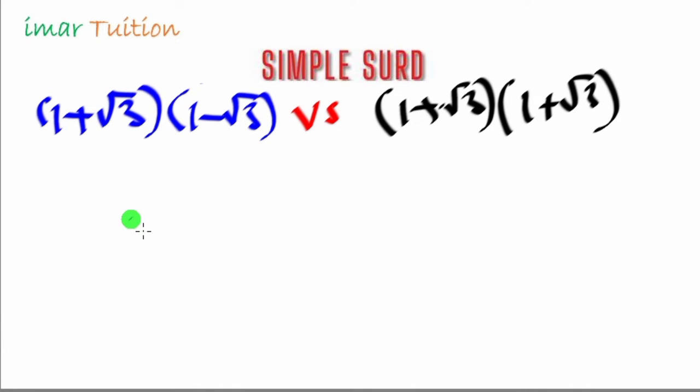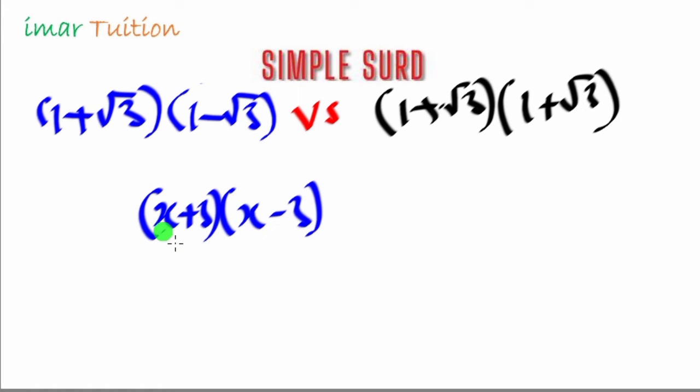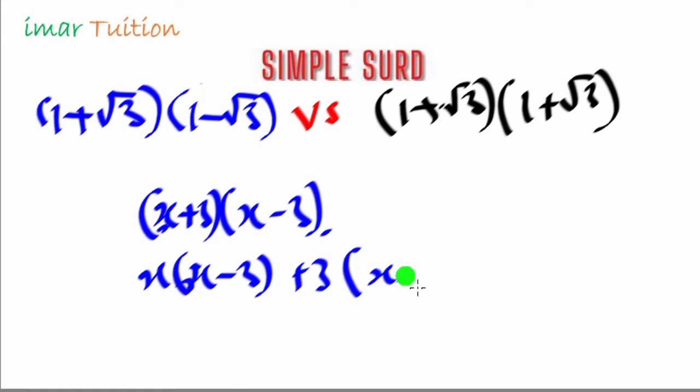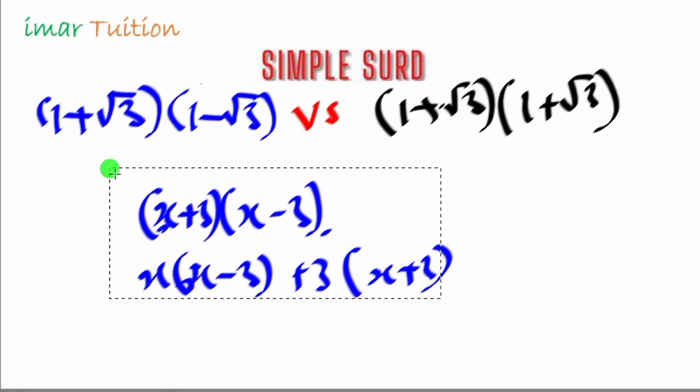We expand the brackets, just like we do if you have x plus 3 bracket x minus 3. X will multiply everything here, x minus 3, and plus 3 will multiply everything here. The same way, we're going to use this 1 to multiply everything here. We'll also use this root 3 to multiply everything here. All right, so let's go ahead and do that.